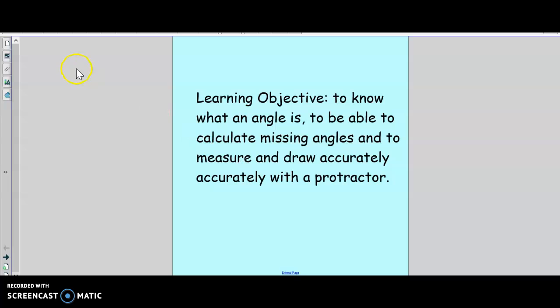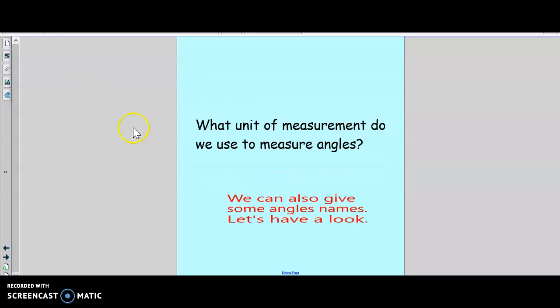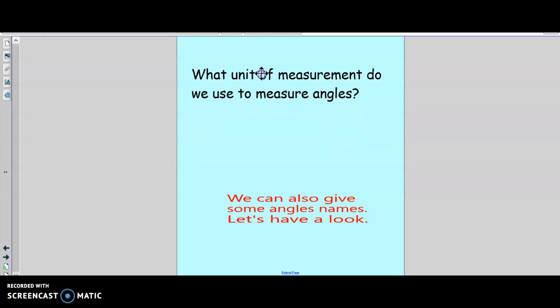angles. What's an angle? Well, it's a measurement of the amount of turn between two lines. The space between two lines that intersect, that touch each other, is called the angle, and it's the amount of turn that space makes. So, what unit of measurement do we use to measure angles? Let's draw a couple of angles.